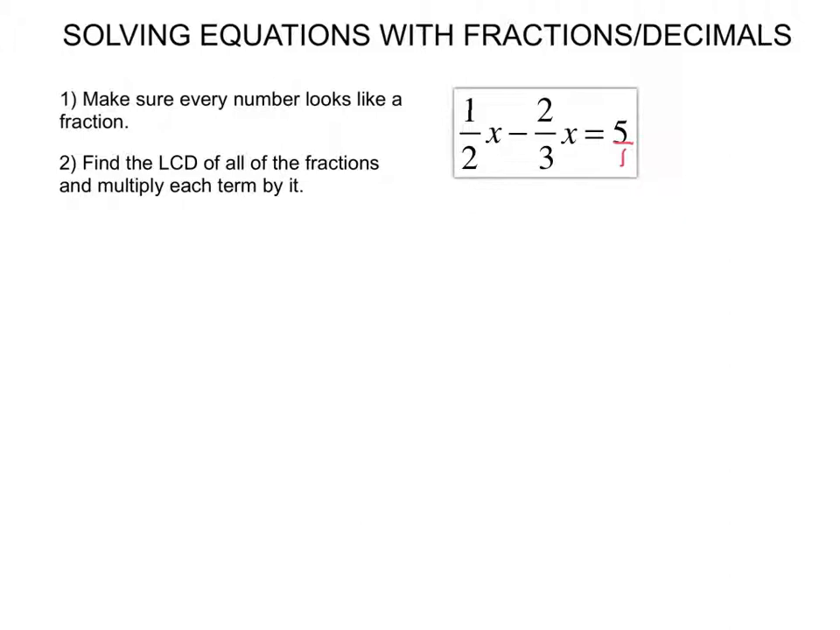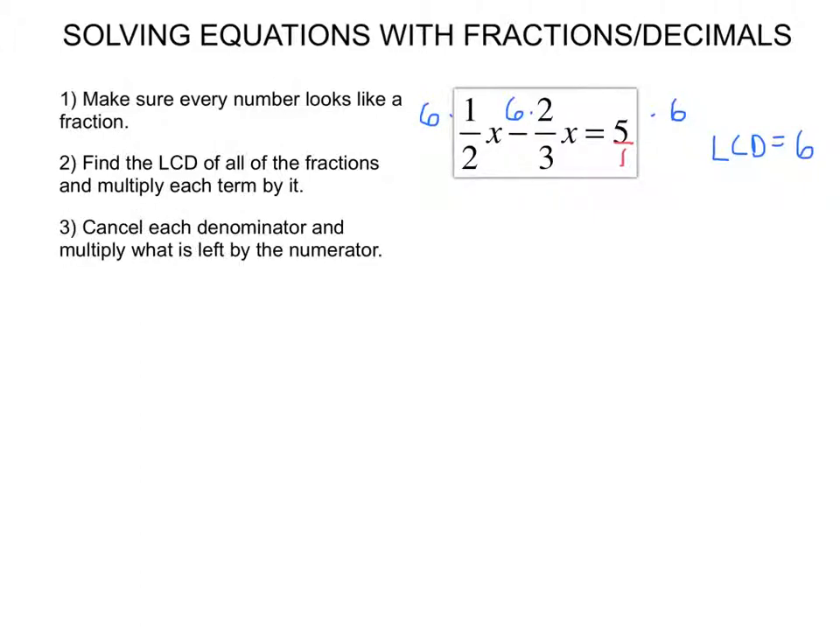The next thing we want to do is find the LCD of all of the fractions in the equation and multiply each term by that LCD. So in this example, the denominators that I see are 2, 3, and 1. So my LCD is 6. And so what I'm going to do is multiply each term by the 6.